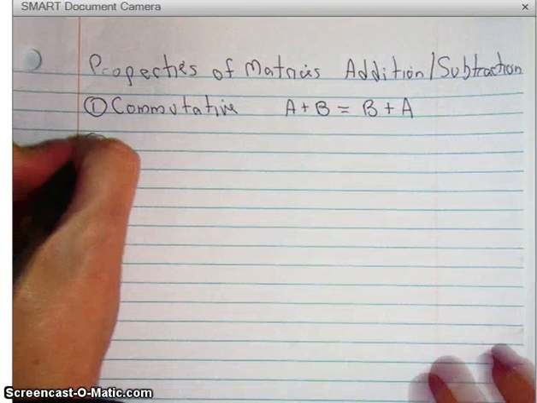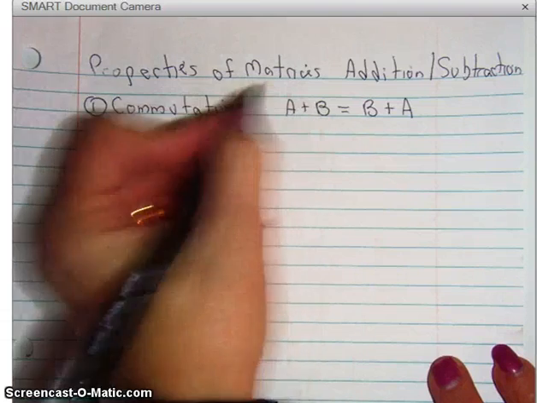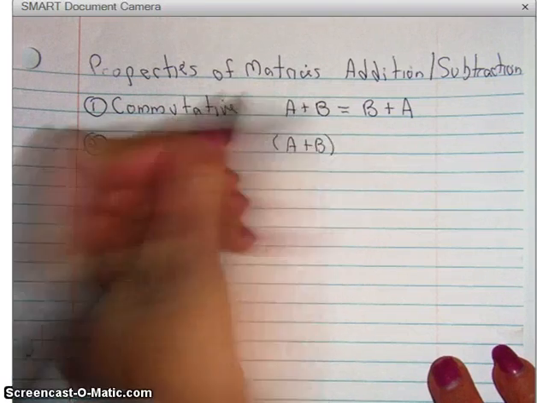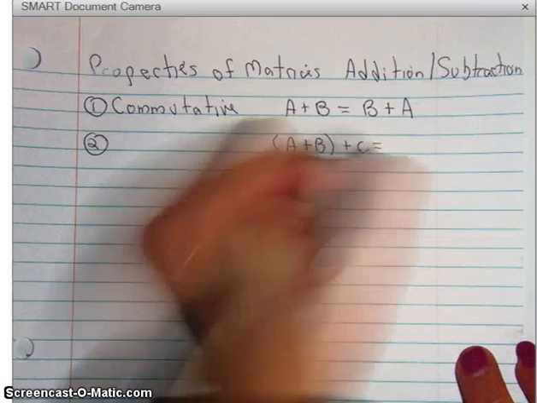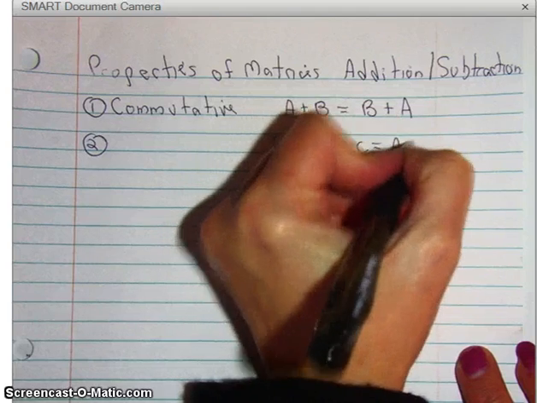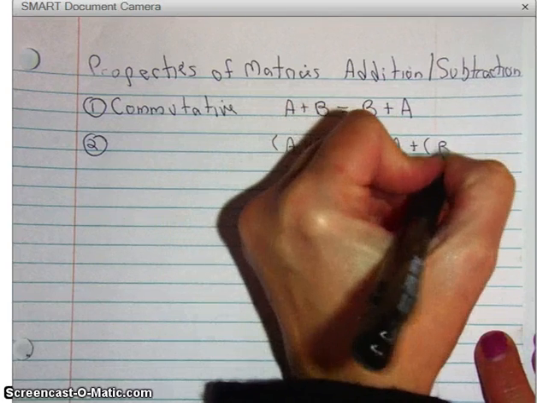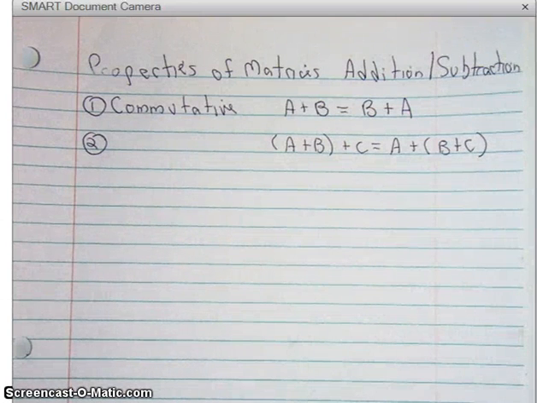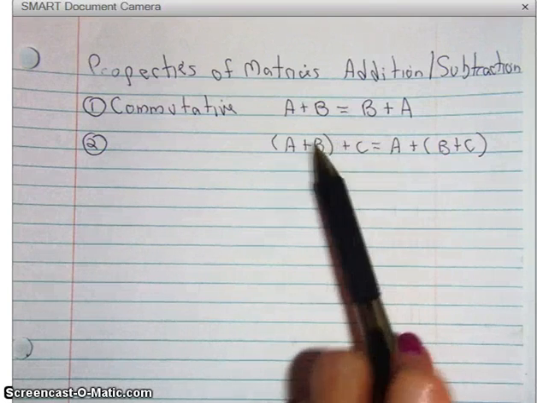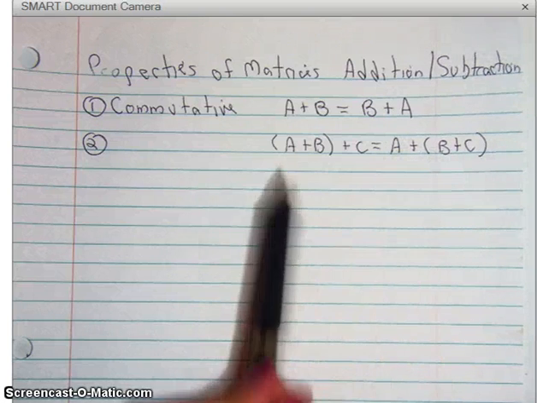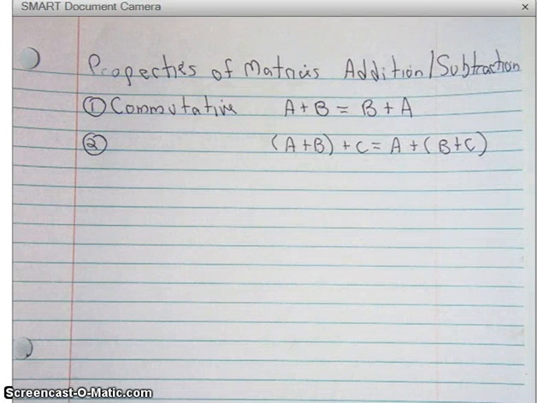Number 2, parentheses, A plus B, parentheses, plus C equals A plus parentheses B plus C. Now, I used to call this the parentheses property because if you look at the order of the letters from left side to right side, A, B, C, A, B, C. So really the only thing that changed is the parentheses.